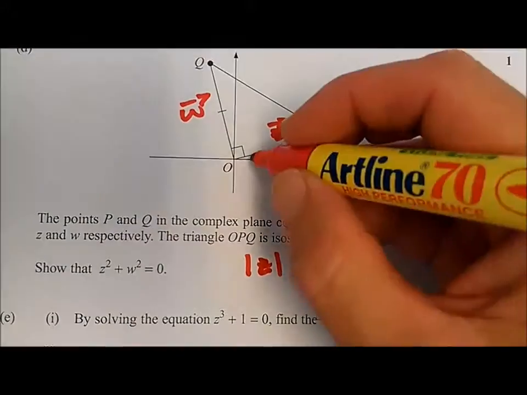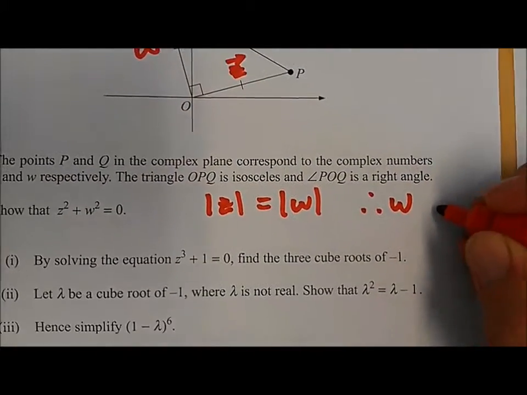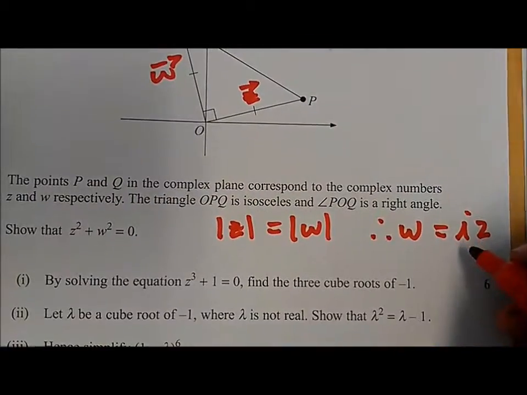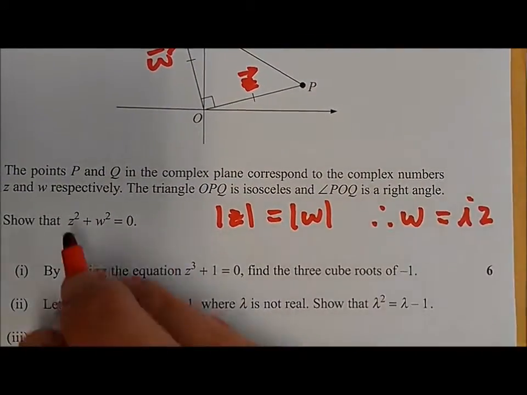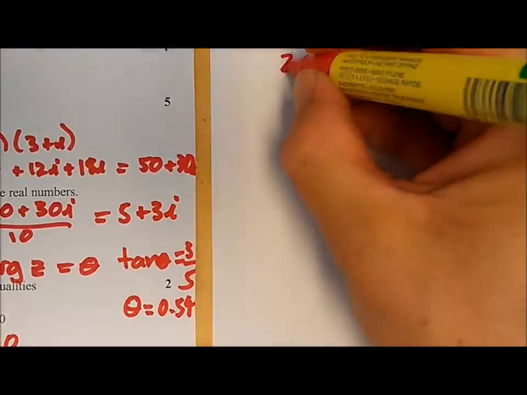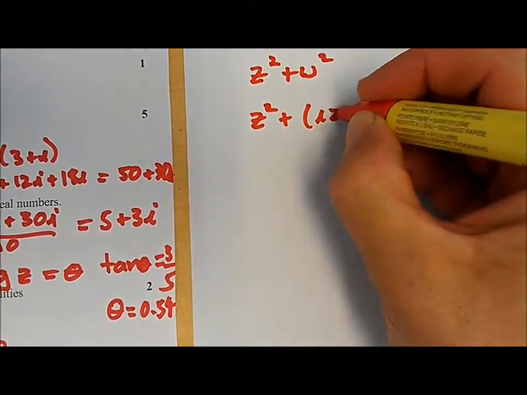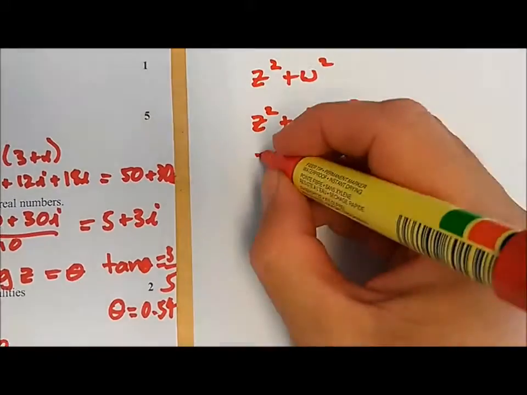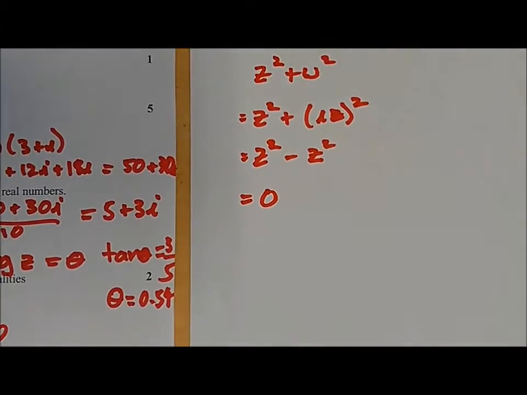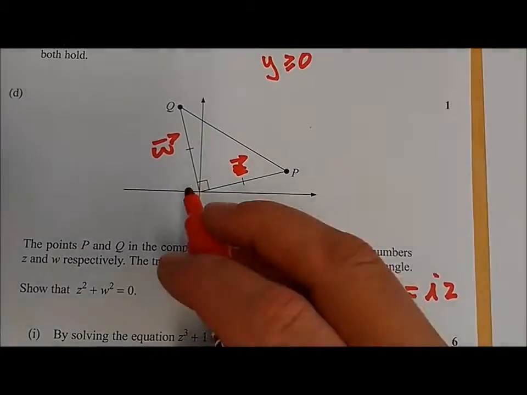POQ is a right angle, and the right angle here means that w must be equal to iz. They're both the same length, and it's been rotated 90 degrees. That's the same as multiplication by i. So to show z squared plus w squared equals 0, what I really have is z squared plus (iz) squared, which we know, since i squared is -1, is equal to 0.